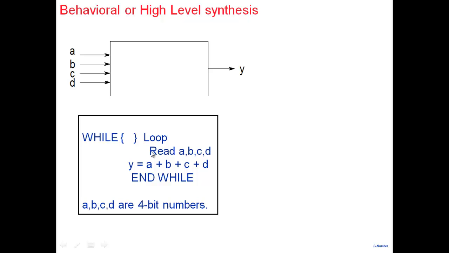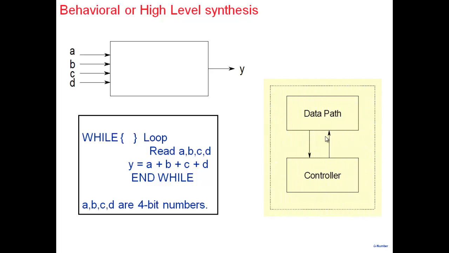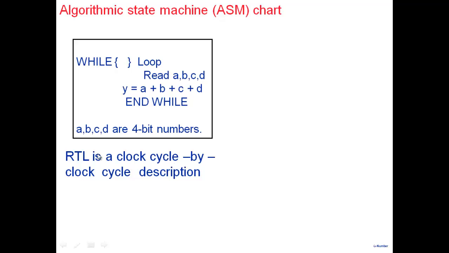If you remember, RTL view is described in terms of registers. So I want a data path controller view of this. I want to transform this description into a certain data path and a certain controller. RTL is a clock cycle by clock cycle description of how I'm going to carry out this computation.